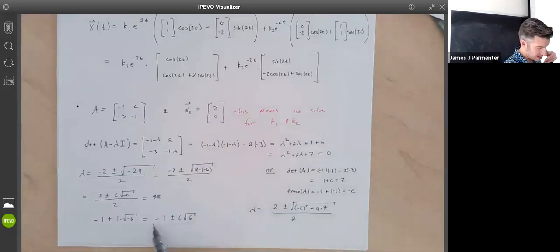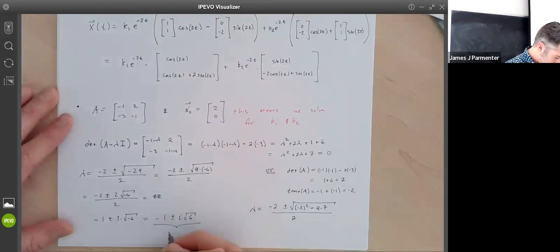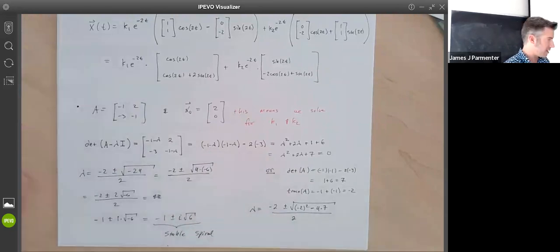Okay, now if we look at the real part, we should be able to tell if it's stable or unstable. This real part is negative, meaning it's going to be stable, because negativity is associated with the exponent getting smaller and smaller. So this is a stable spiral again. I was going to talk about how to see which direction it goes, but we'll go back to that. We'll do that at the end here.